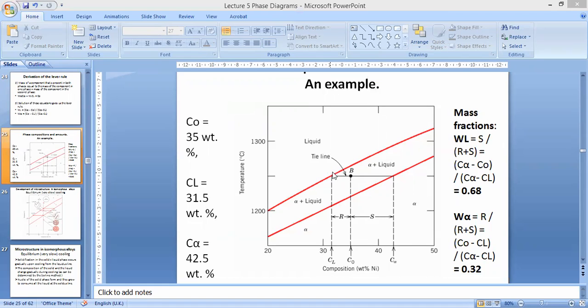Then where your tie line is touching the liquidus line, when you drop it, this is known as the CL, the concentration at the liquidus. When you look at it, this is 30, this is 40, so it must be 30-something, less than 35 though. So it's 31.5. There it is.